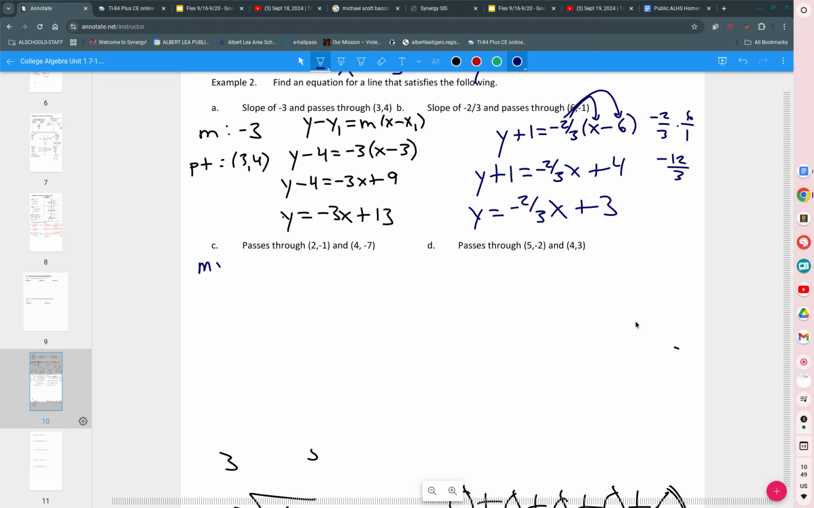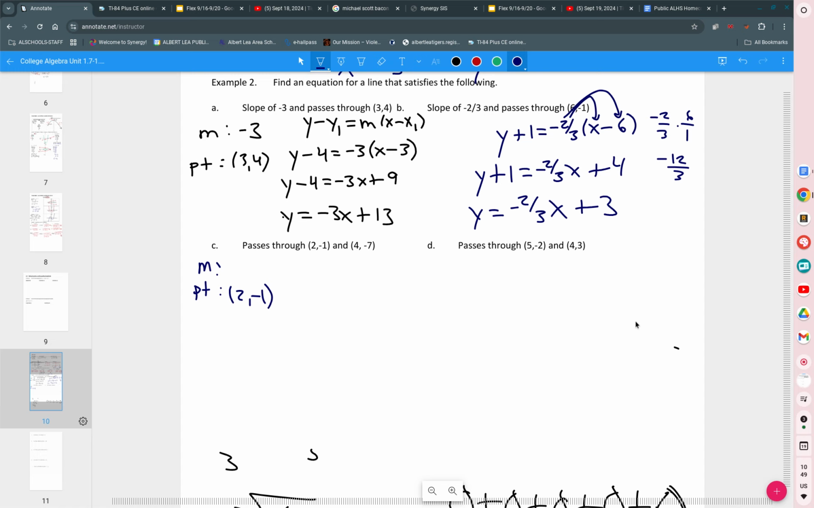Every time, slope and a point. Kenzie, which point do you want? Do you want 2, -1, or do you want 4, -7? Which one? 2, -1. Awesome. So she chose 2, -1.